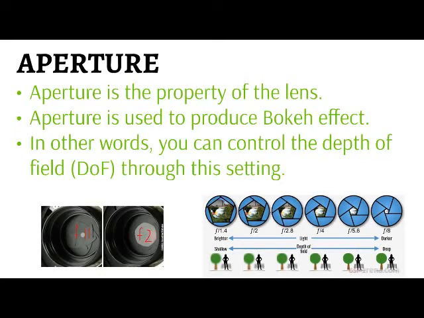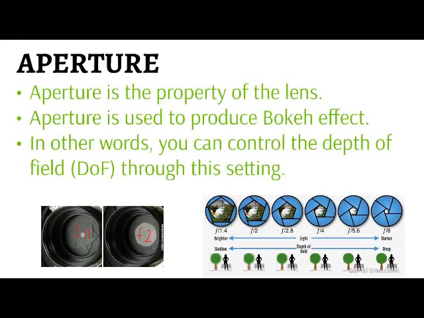But if we want something which has everything tack sharp, in the foreground and in the background, for example, all the landscape pictures, I will set the value to a very large value, maybe f16 or something like that, because I want everything to be sharp, maybe the flowers in the foreground and the trees in the background. So this is where aperture is very, very important.